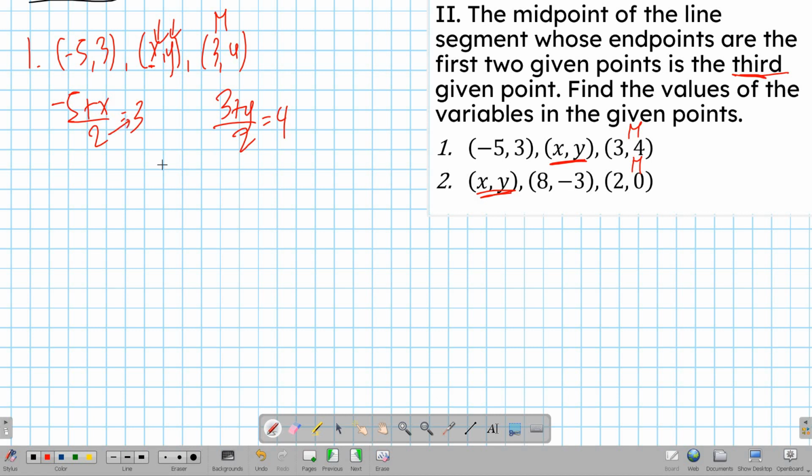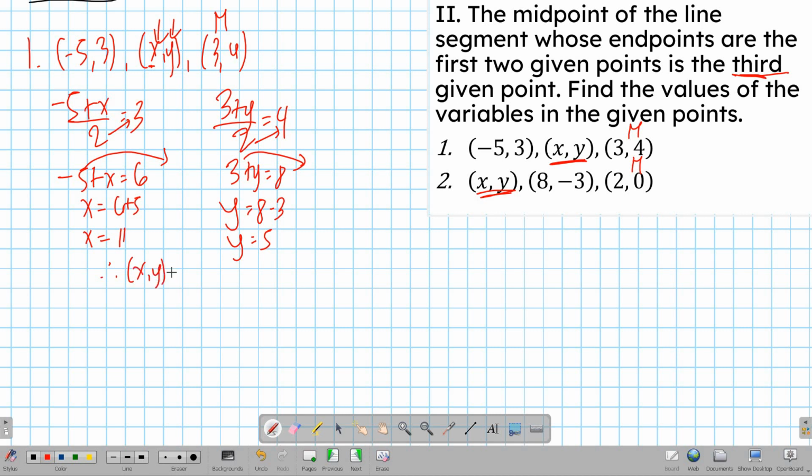So here we can cross multiply, so we're going to have negative 5 plus x, and that would be equal to 6. Transpose, x will be equal to 6 plus 5, which is equal to 11. Here, on the other hand, that would become 3 plus y is equal to 8. Pagka-transpose, y is equal to 8 minus 3, which is equal to 5. Therefore, that point xy is actually the point 11, 5.